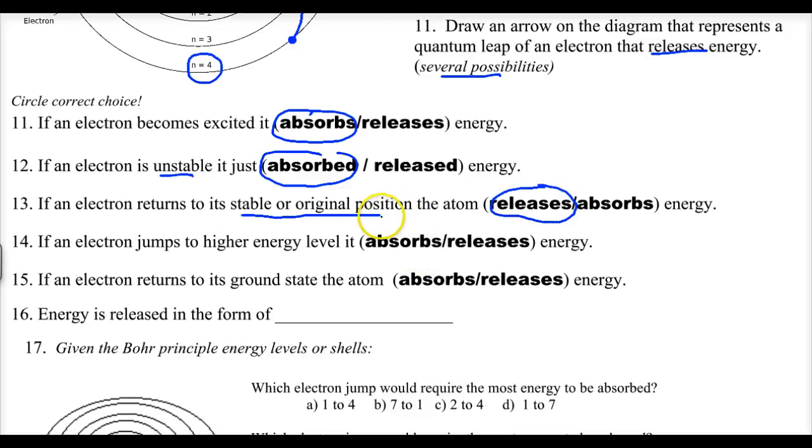If an electron jumps to a higher energy level, it had to absorb energy to do that. If an electron returns to its ground state, that should be one word, the atom had to release its extra energy to jump back closer. The ground state is stable. Energy is released in the form of spectra, or you can say photons.